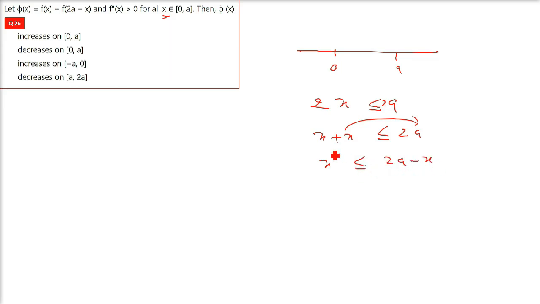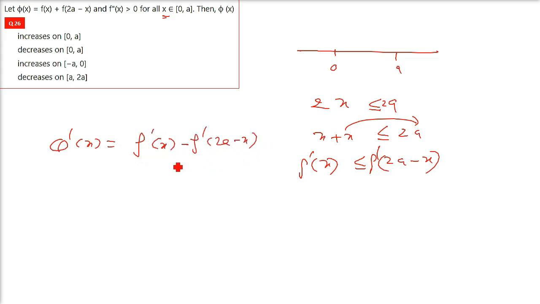Now let us take f dash on both sides. It will not make any difference. So what do we get? f dash x is less than or equal to f dash (2a minus x). But if you remember, we have already differentiated it. phi dash x is equal to f dash x minus f dash (2a minus x). Call this 1 and this 2. From 2, what do we get? The first value is lower than the second value. I hope you got the idea.